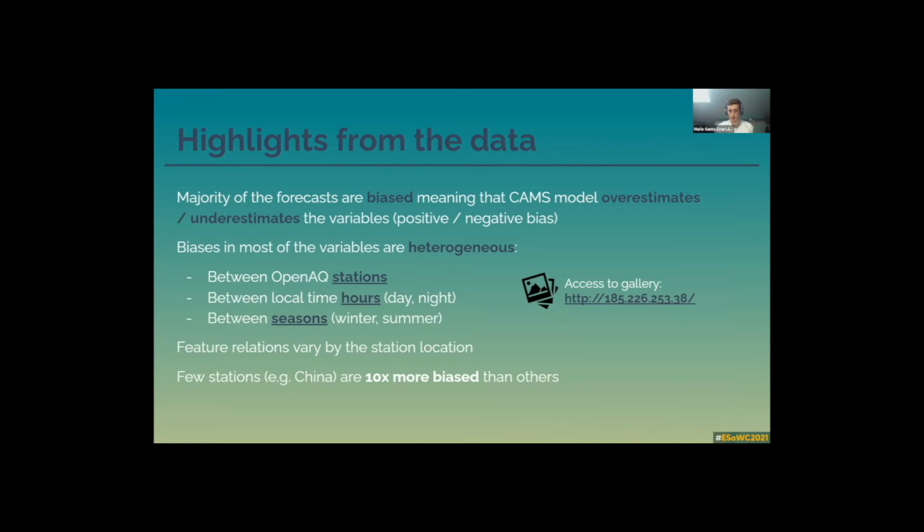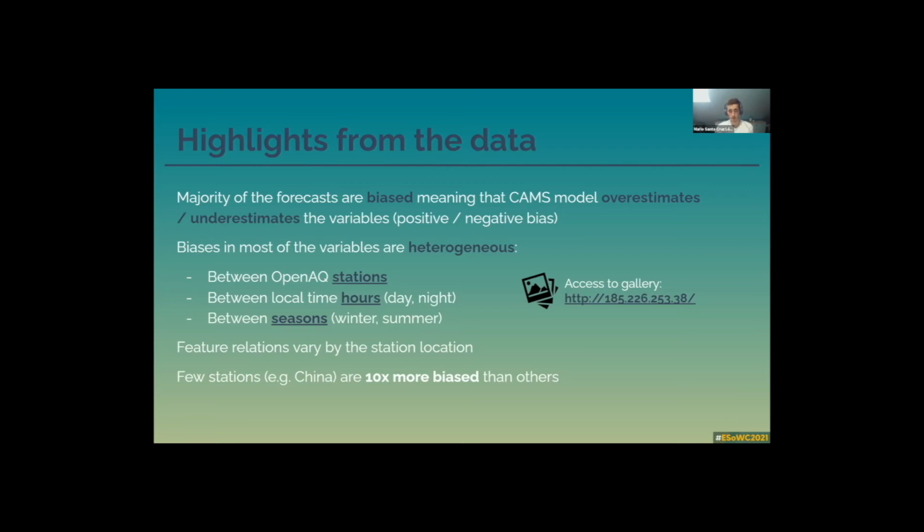Now I will be presenting some of the insights extracted while working with the data. First we saw that most of the stations were biased, and this bias was very heterogeneous, depending heavily on the station location, the hour of the day, or the season of the year. In addition, the China stations were about 10 times more biased than any other station considered in the project. And we have also included here a link to access all the data visualizations produced during the project.